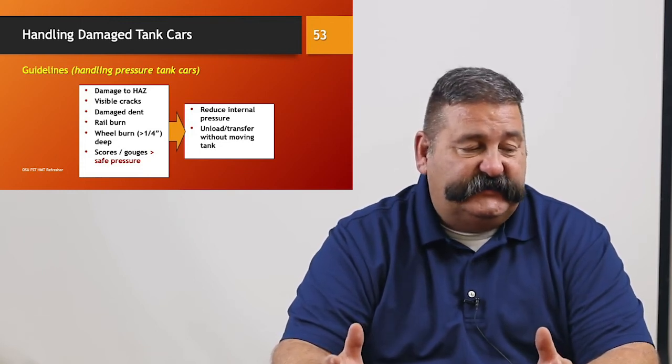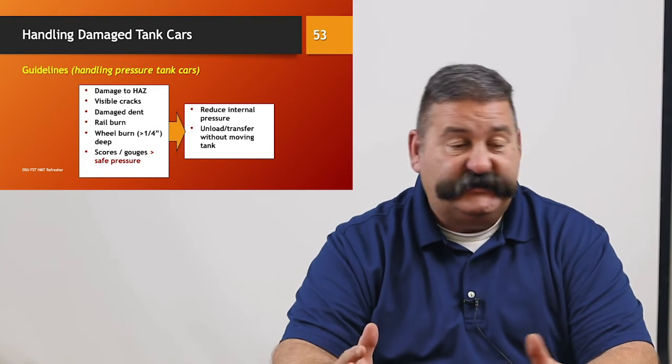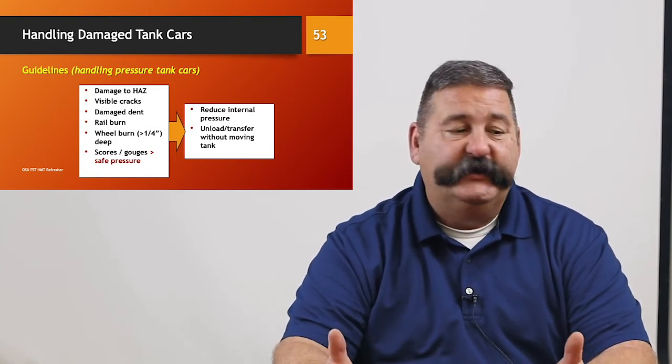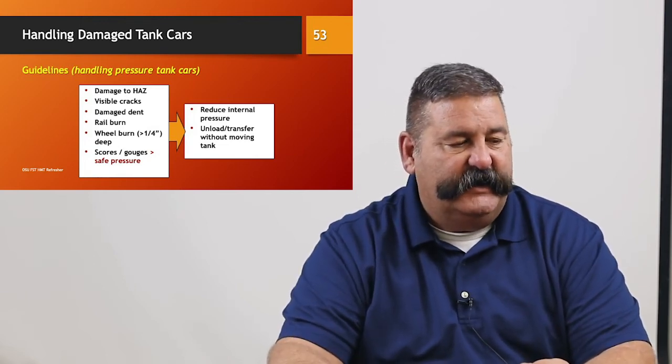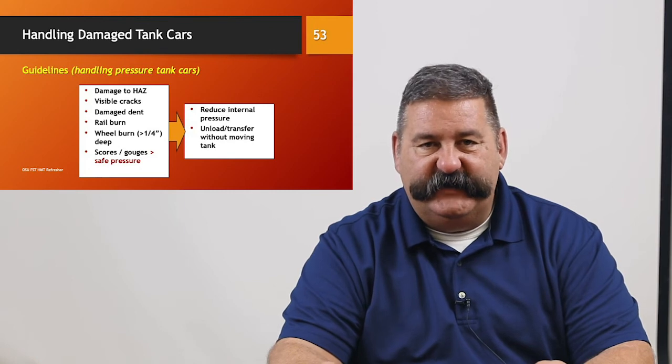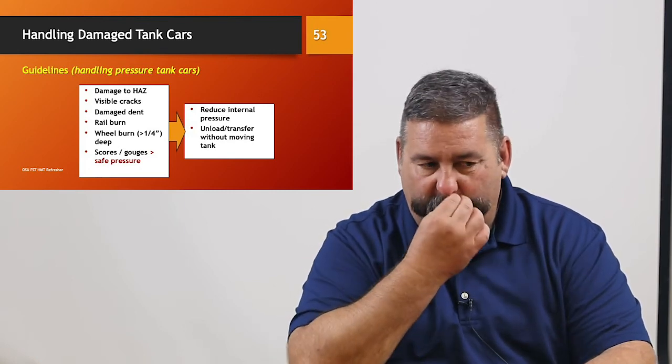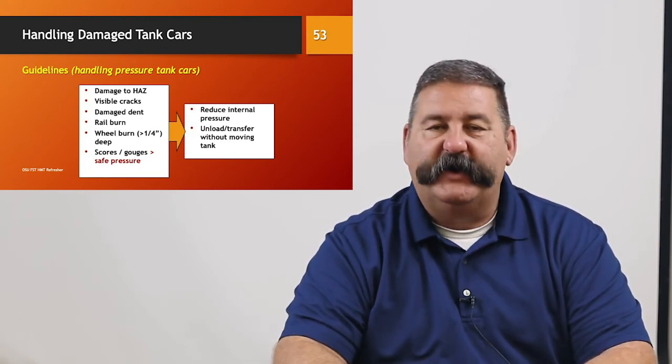How do I handle those situations? Maybe I still have a safe pressure, maybe I don't. Being able to reduce that internal pressure is very important. Can I do that? If I can't, again, I only go with what I can do. Can we unload or transfer without moving the tank? Again, that's something we'd be looking at and working through with the railroad.